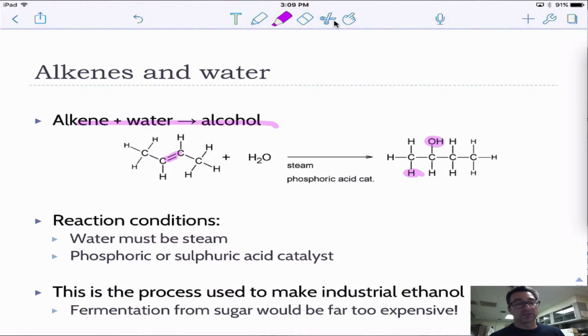Some special conditions for this: the water has to be in the steam condition, has to be hot, and you need some kind of catalyst like either phosphoric or sulfuric acid. This is actually how they industrially make things like ethanol. If you try to ferment sugar to make ethanol, it will be a lot more expensive. So here they can do this cheaply and in mass.